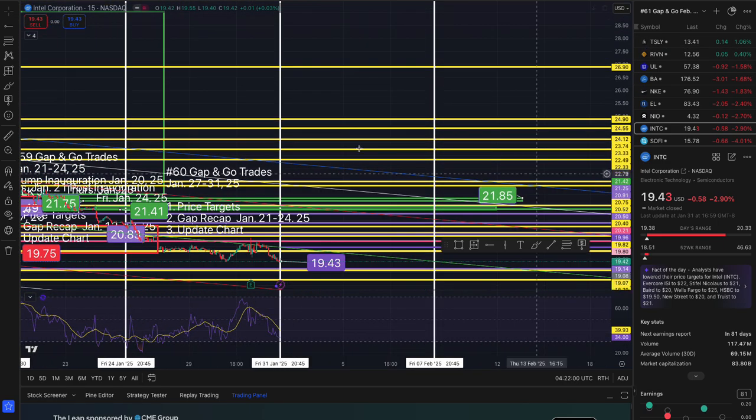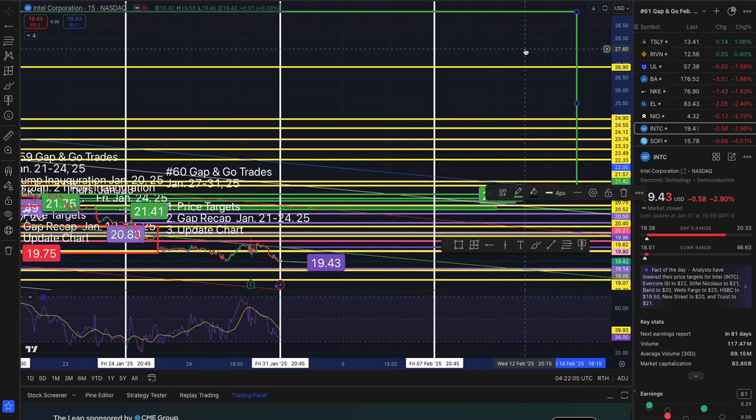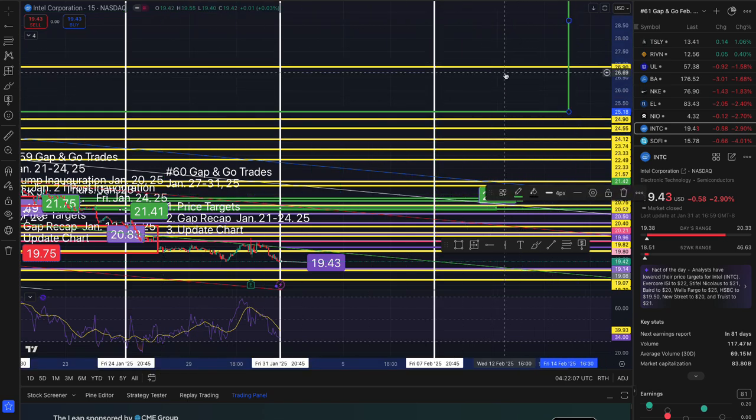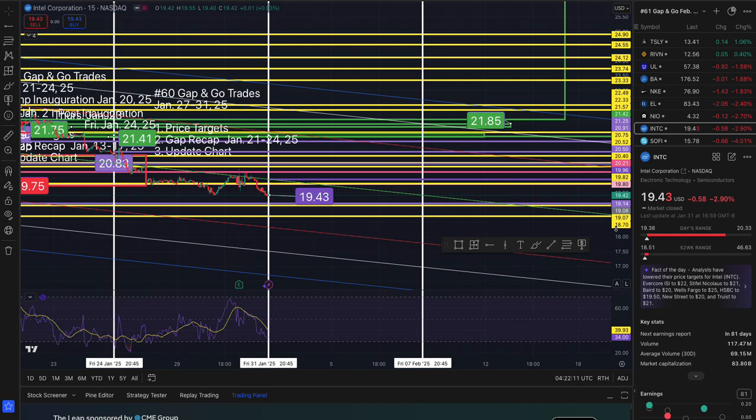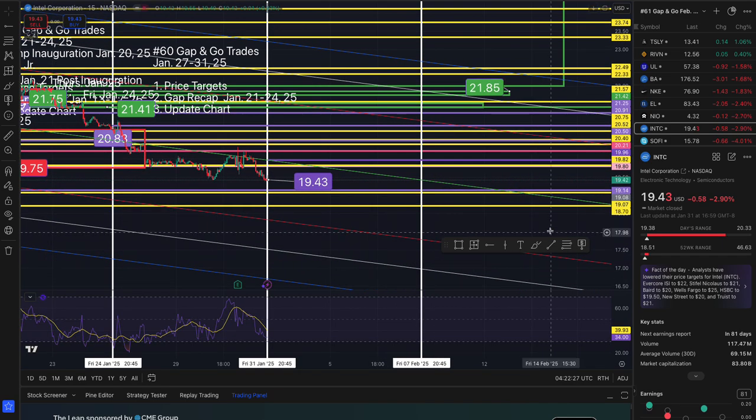Poor Intel, just bleeding out. Not keeping up with the other semiconductor tickers. I feel like I haven't really paid attention, but ever since Apple came out with their own chips, because I have a Mac, I feel like Intel just tanked. I've got to research that.